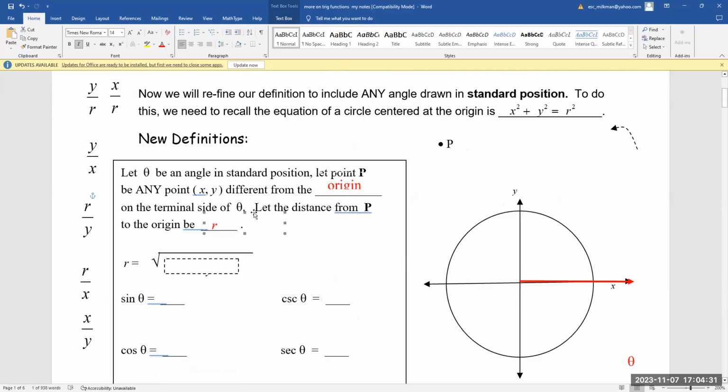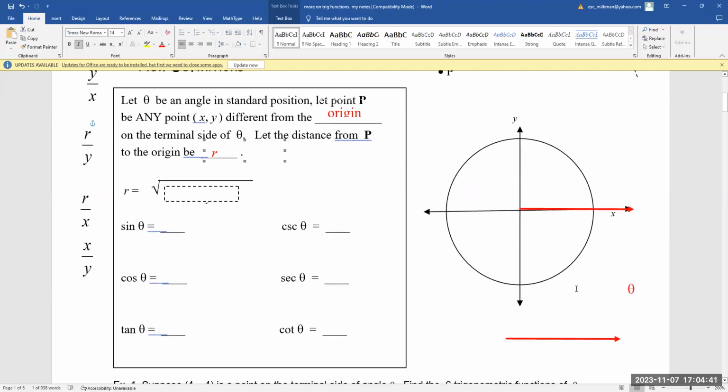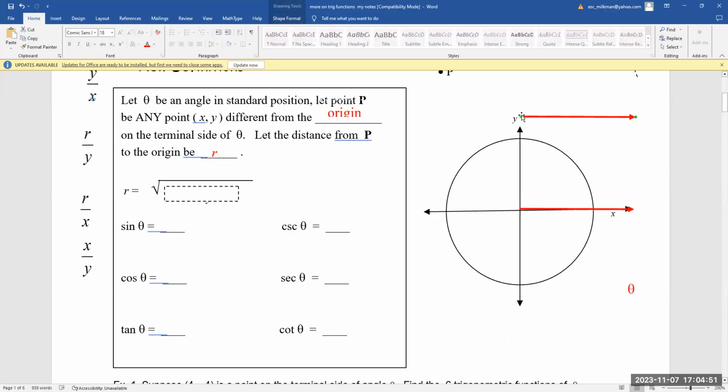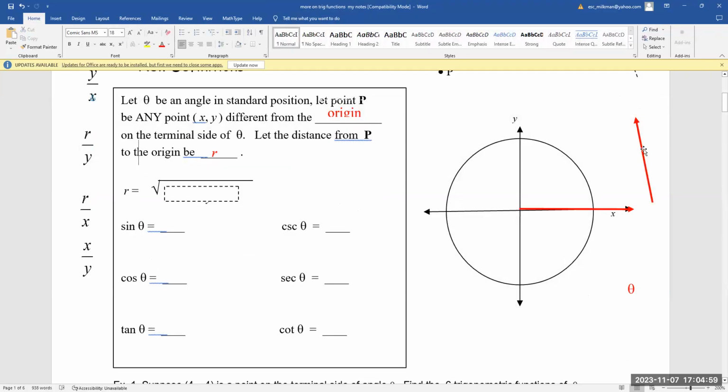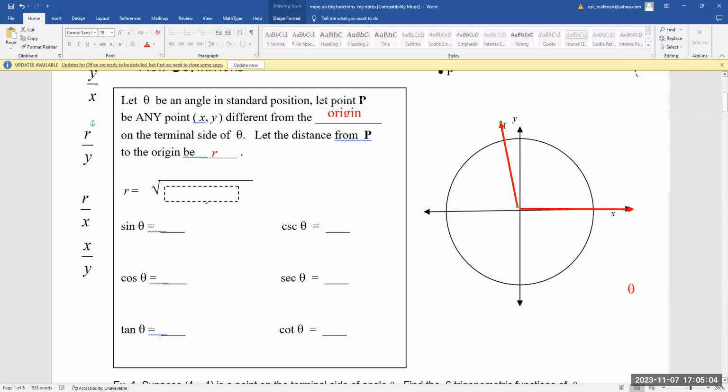So let me go ahead and show you what I have. I've got a circle and I've got my initial ray on the positive x-axis, where the initial ray should always start, and I need a terminal side. So I'm going to actually draw my angle. Let me use my terminal side. I'm going to put my angle in quadrant 2. So my terminal side, let me move it away from the y-axis a little bit. There we go.